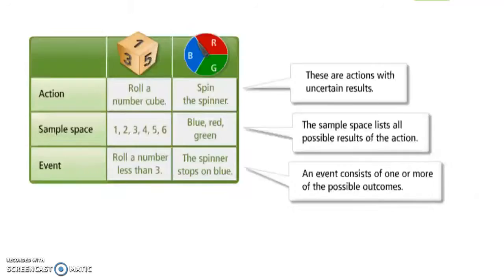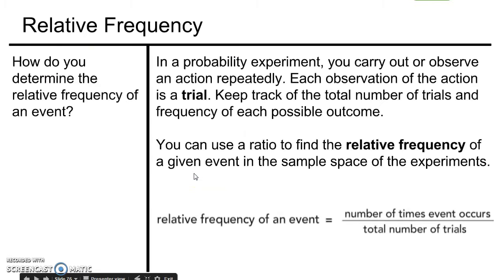So we would say rolling a number less than 3, that would be an event. Spinning blue, that would be an event. So make sure you know the difference between those terms.